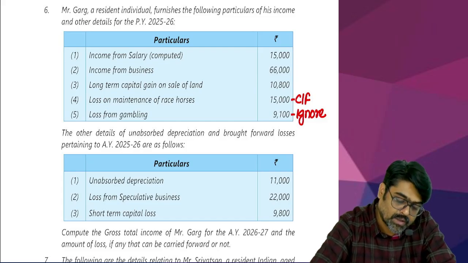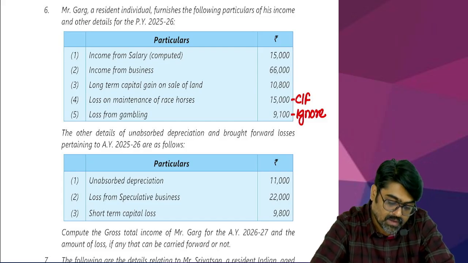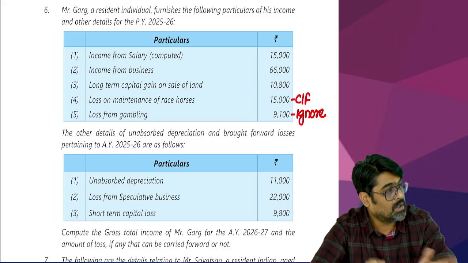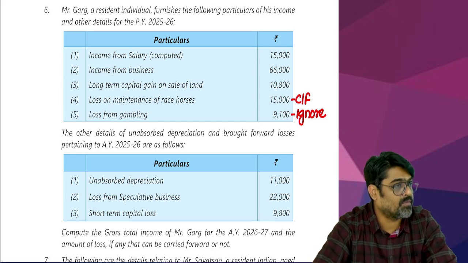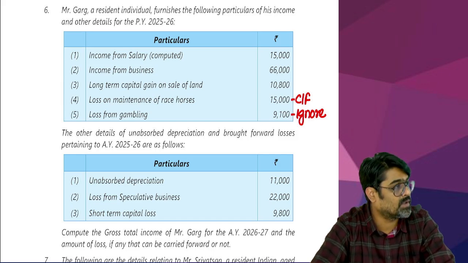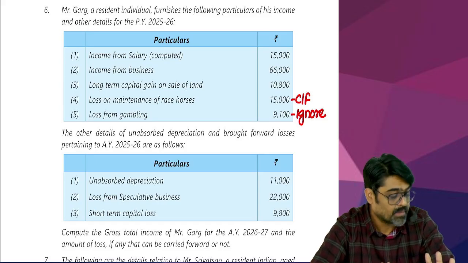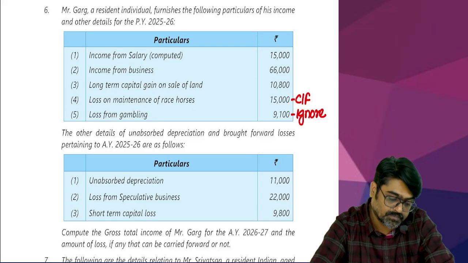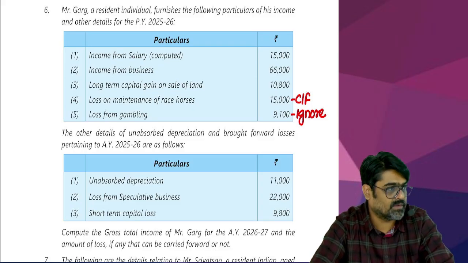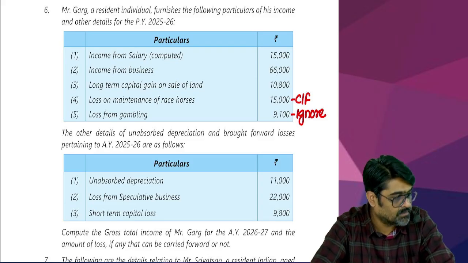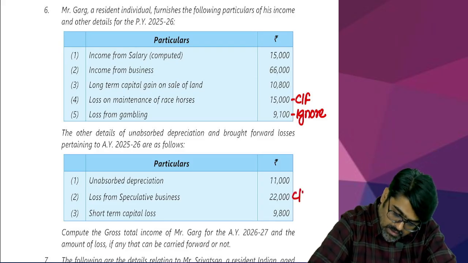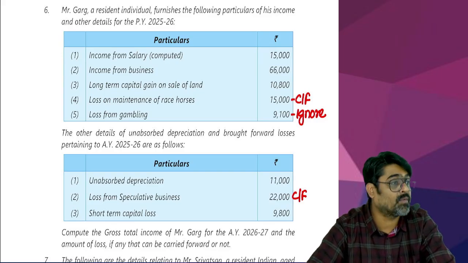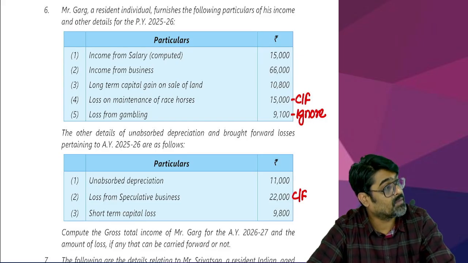Now other details of unabsorbed depreciation and brought forward losses. Unabsorbed depreciation 11,000 can be set off in this year. Earlier years unabsorbed depreciation after carry forward can be set off against any income of this year except salary. Then loss from speculative business, this year carried forward, can be set off against this year's speculative business income only. Do you have any speculative business income? So this will also be carried forward to next year. Short-term capital loss brought forward in this year can be set off against short-term gain also, and can be set off against long-term gain also.